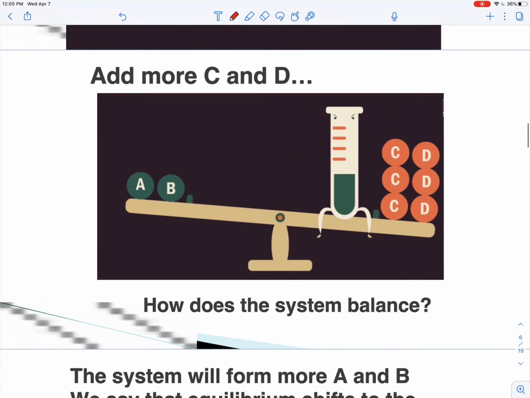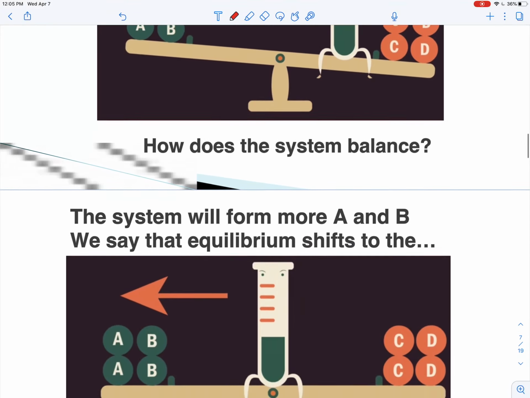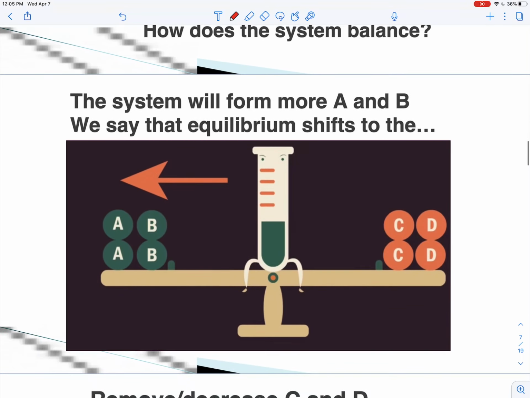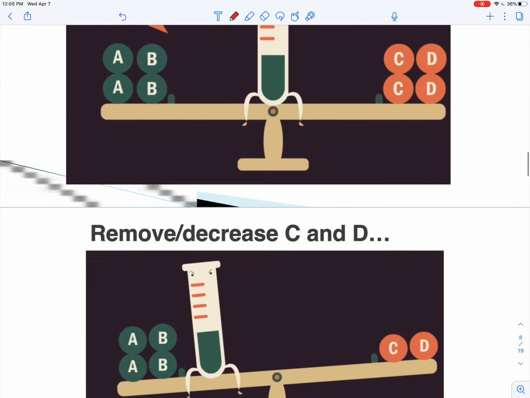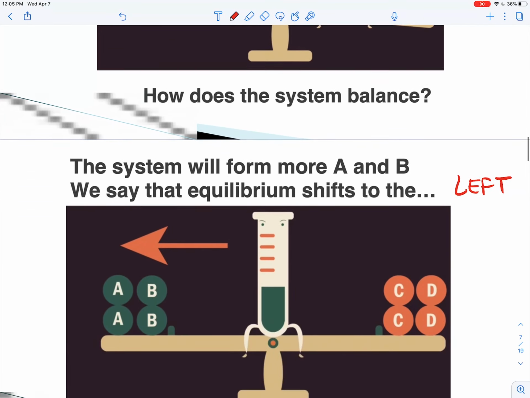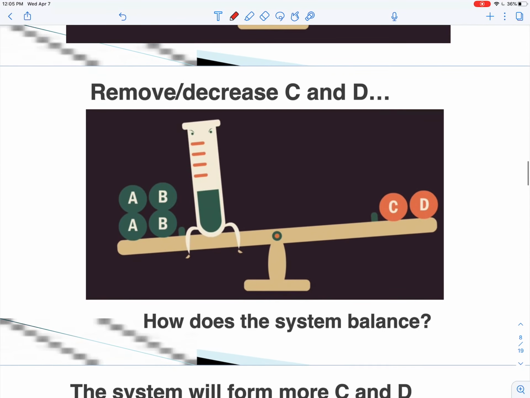What if we add more products? If we have more products, how would this system balance? Well, it's going to shift to the left. We need more reactants to balance it out. So when you add more products, equilibrium shifts to the left. Okay, so notice when you add something, equilibrium tends to shift to the opposite side.